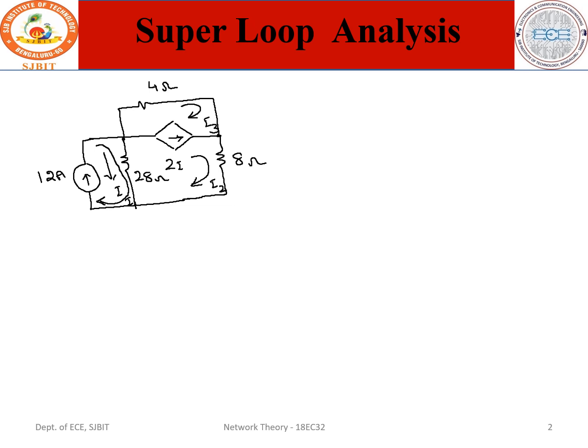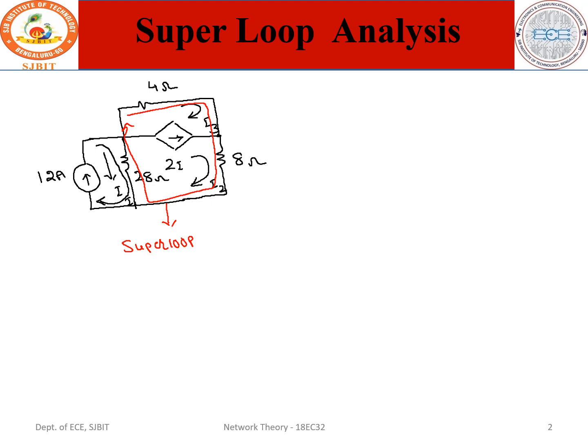In this example, this current source, the dependent current source, exists between loop 2 and loop 3. Therefore, this becomes a super loop. The whole loop we can call a super loop. That means when the current source exists between two loops, that is loop 2 and loop 3, that whole loop we can call a super loop.